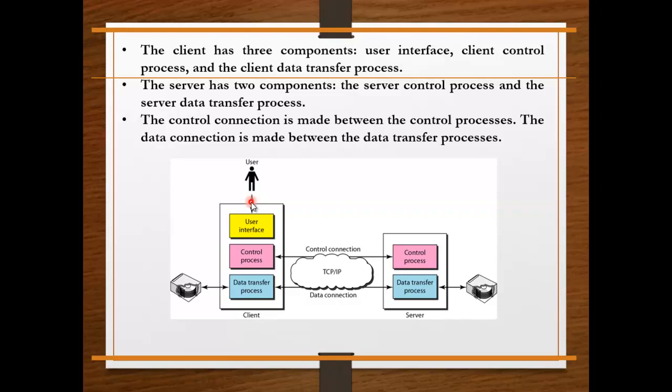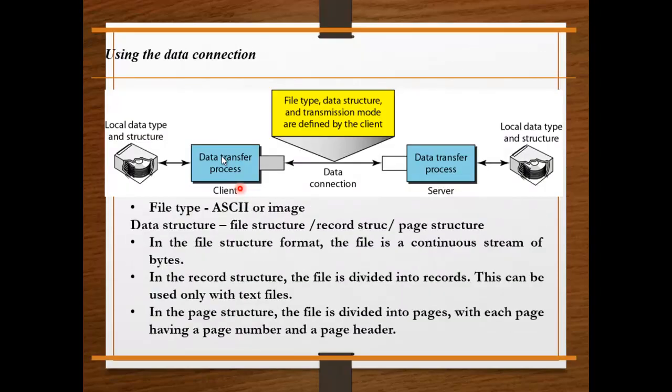And then he has to do some data transfer process also parallelly. For the data transfer process, he has to mention what is the data type, what is the structure, and what is the transmission medium. So file type, data structure and the transmission mode are defined by the client. So file type, you can use ASCII encoding or image. In the form of image also you can get the information using a file transfer protocol.